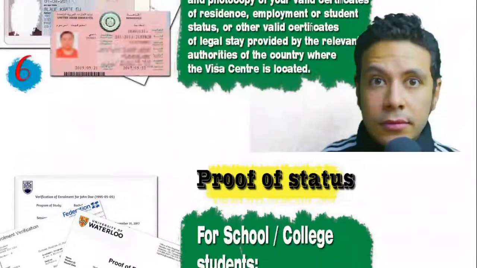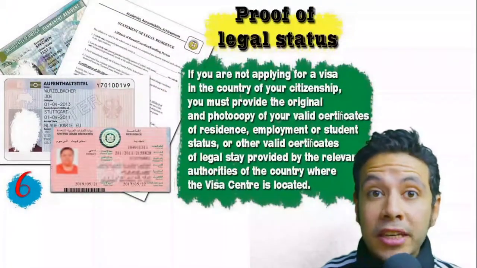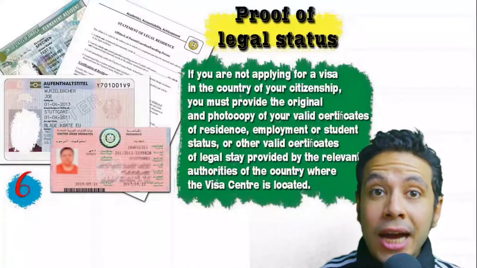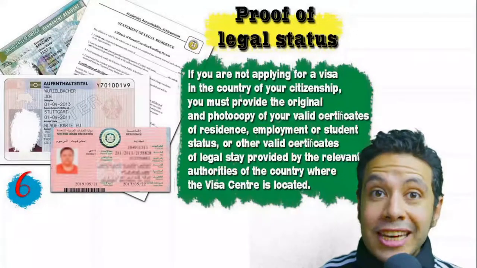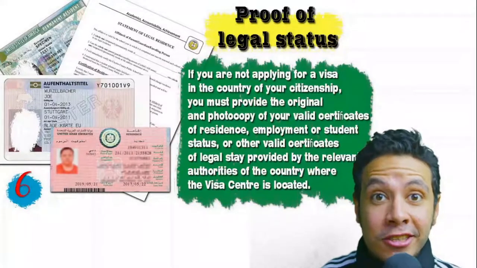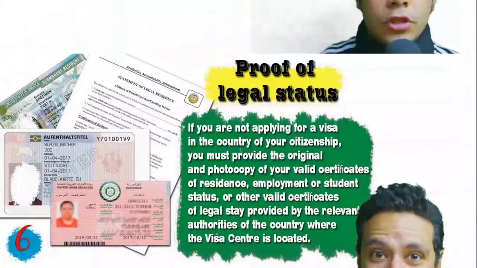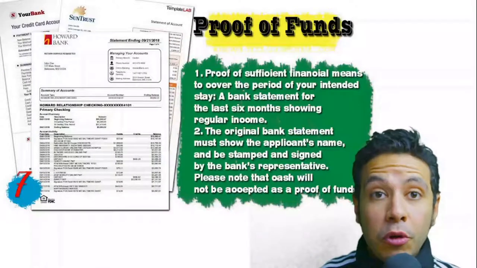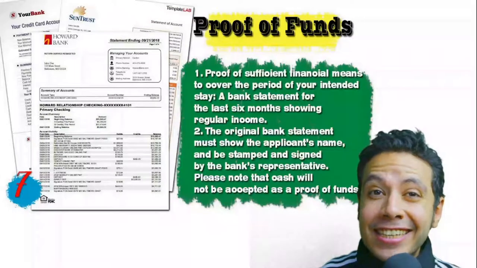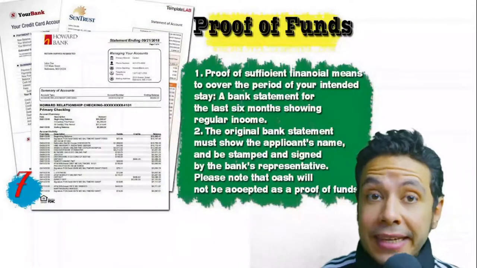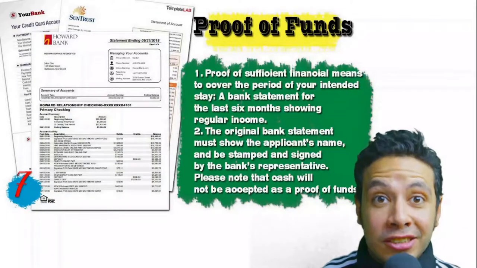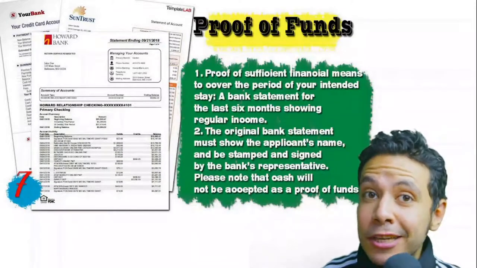But if you are a student in a school or a college, an enrollment letter should be provided from your university or your school. In some cases you might be applying from a country different than your own country. At that moment you will need to provide a proof of legal status, which is a certificate of legal residence in this country, and in some cases a valid residence visa for this country can be also accepted. You will also need to provide a proof of sufficient funds, which is a bank statement stating your balance for at least 6 months. The original bank statement must show your name and should be signed and stamped by the bank representatives, and remember that cash will not be accepted as a proof of funds.